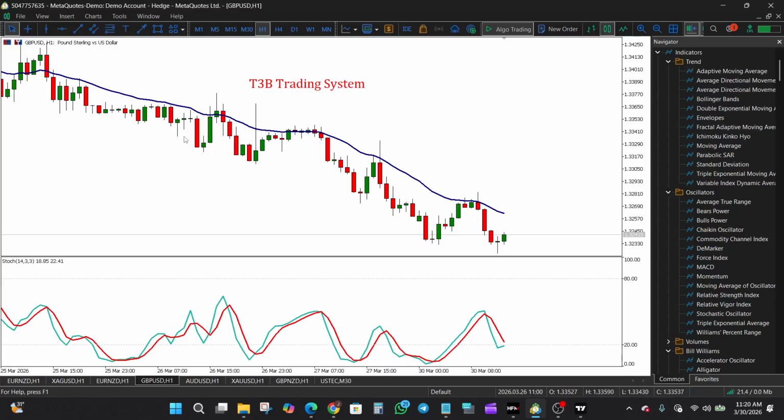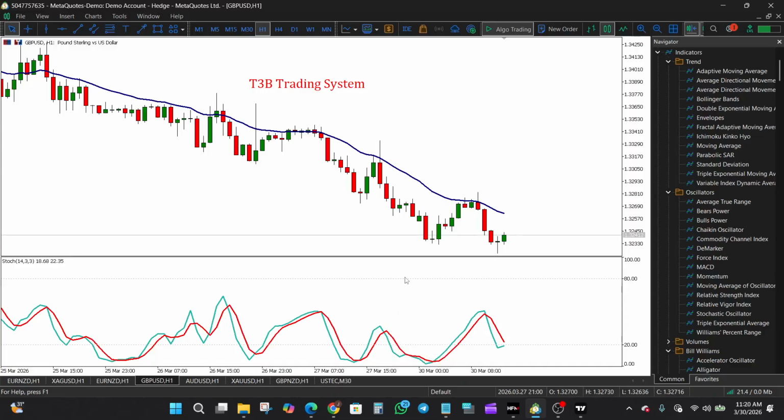For example, here we're having a bearish trend, and then we can see price bouncing off the moving average. And of course, you want to wait for a pullback. You wait for a pullback to the moving average. You get a confirmation from your momentum indicator, and then you execute your trade in the direction of the trend.